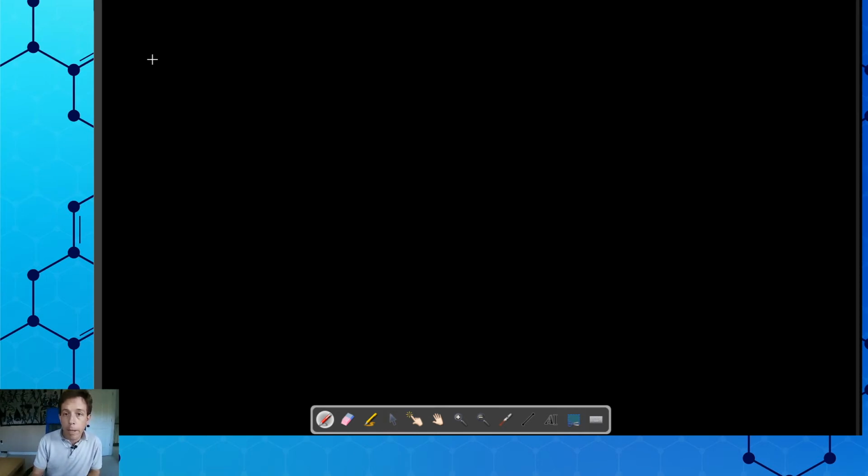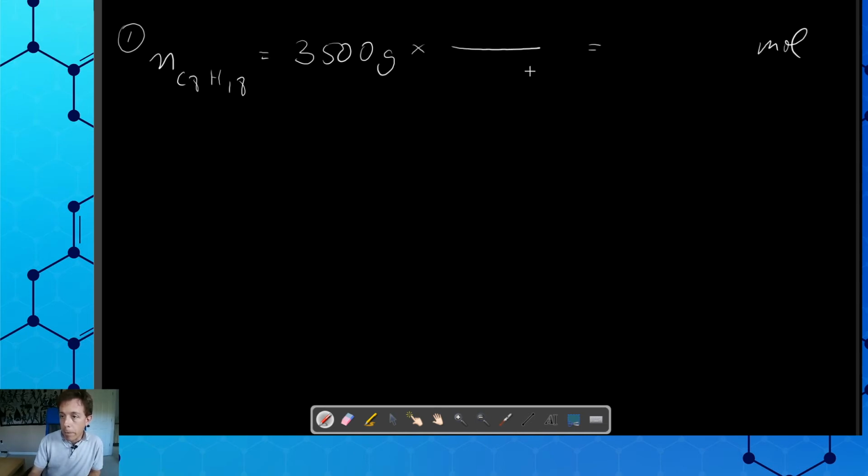So this would be step 1: we find the number of moles of C8H18. We start off with the 3,500 grams, and then we need to multiply this by something to end up with moles. If we take that conversion ratio right here, we want the grams to cancel out, and we have 1 mole at the top. The molar mass of this stuff, and I looked this up earlier, is 114 grams. So we see the grams cancel out, and we're left with moles of C8H18.